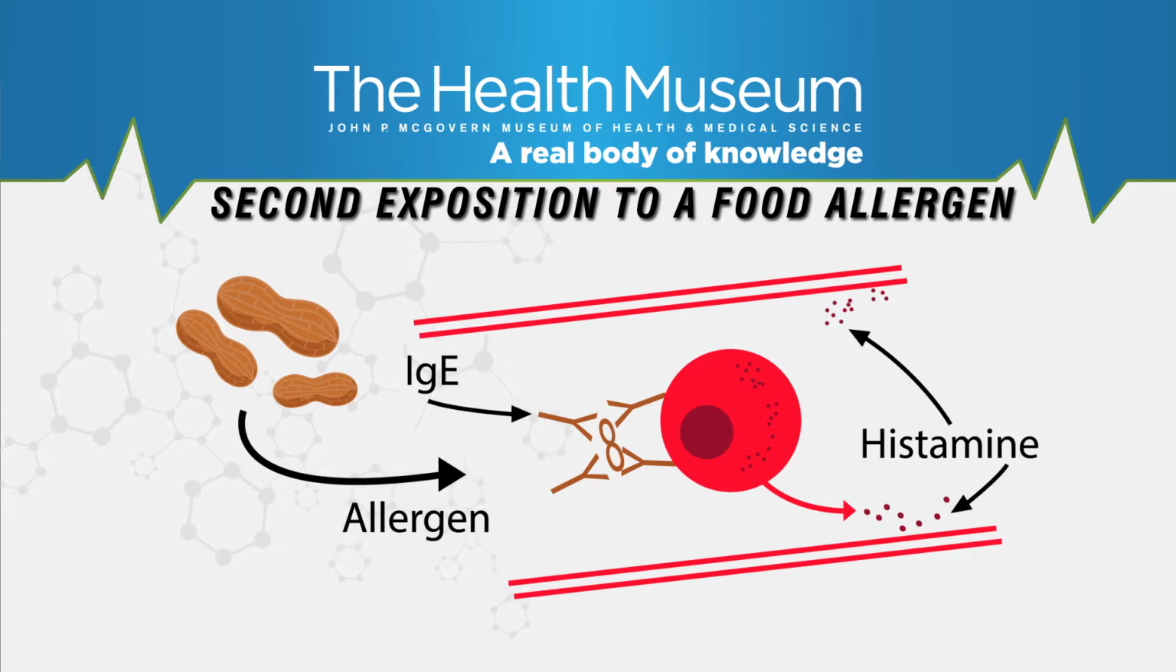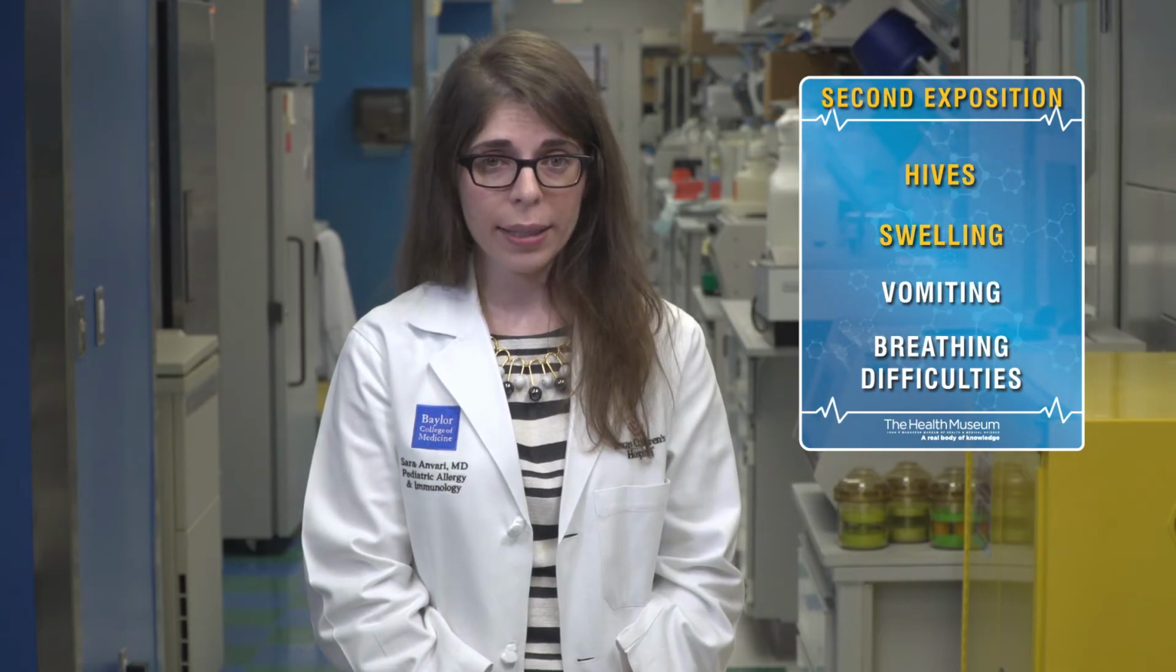When an individual is re-exposed to the same food, the IgE specific to that food will immediately recognize the food protein. The IgE binding to the food protein will send signals to the mast cells and basophils and cause them to release chemicals into the bloodstream. These chemicals, such as histamine, are responsible for the symptoms seen in an allergic reaction, such as hives, swelling, vomiting, and/or breathing difficulty.